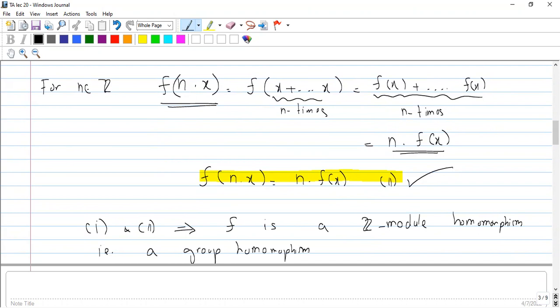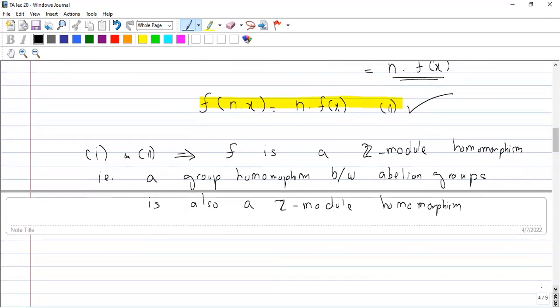A group homomorphism between abelian groups. तो अगर आपको ग्रुप होमोमॉर्फिज्म निकालना आ जाती है तो वही सारी Z मॉड्यूल होमोमॉर्फिज्म होगी. A group homomorphism between abelian groups is also a Z module homomorphism.